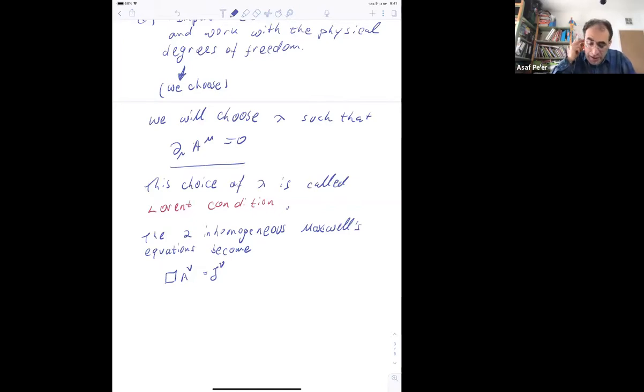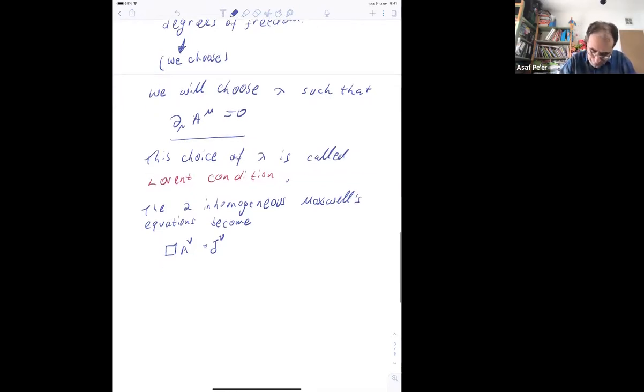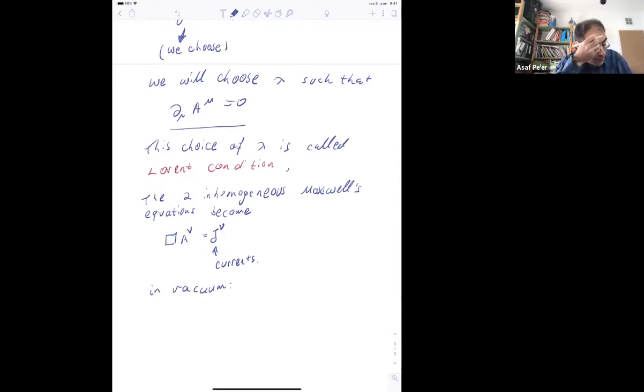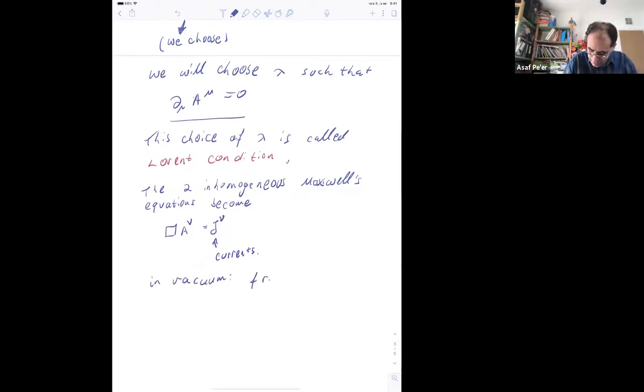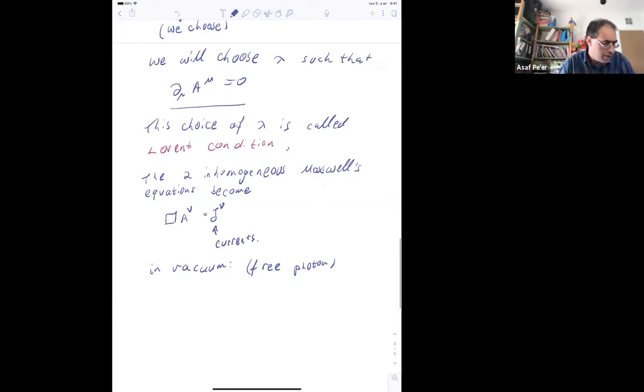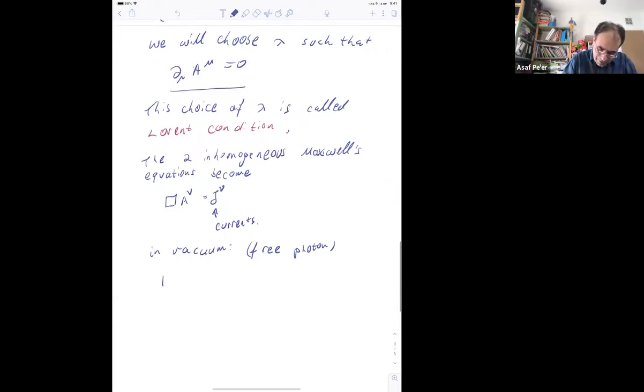So if we have no currents, if we are in vacuum, what do we have in vacuum? We have a free photon, right? So in vacuum, we have a free particle, free photon. It's not a photon yet, it just feels. Free photon. Then the equation becomes the d'Alembertian of A nu is equal to 0.